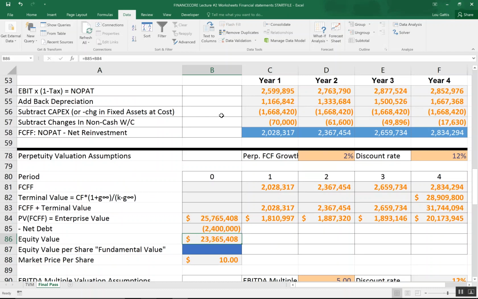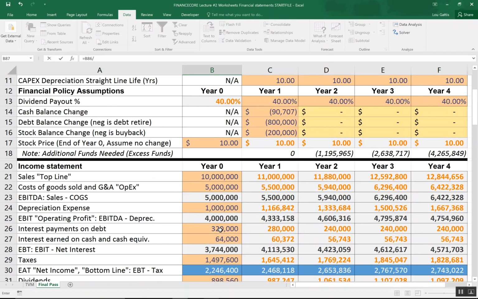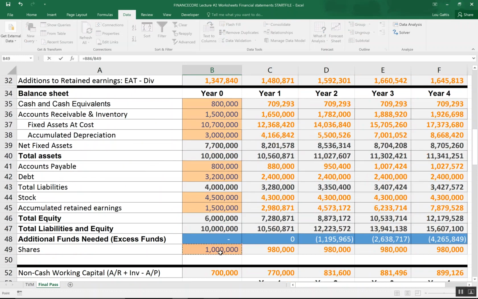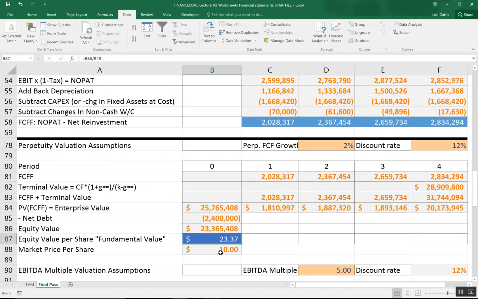That's $23 million. So in other words, the value of the total firm is 25 million, but there's net debt of 2.4 million, and that gives me my equity value. Divide by number of shares outstanding currently, which is 1 million, you find that value. I should be willing to pay $23.37 per share.